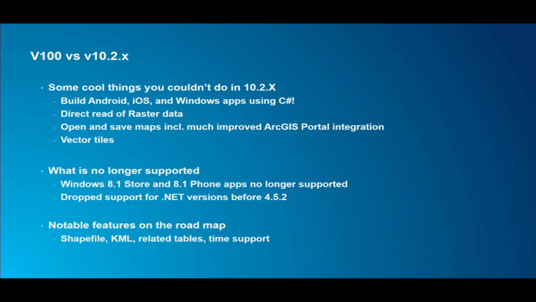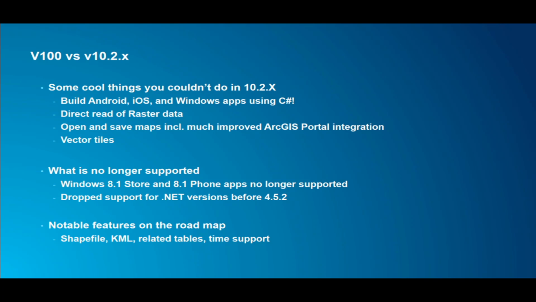So let's take a look at migrating from 10.2x to 100 then. There's some really cool things in the 100 version that you couldn't do in 10.2x. So we talked about some of the re-engineering effort that went on to really enhance the internals of the ArcGIS Runtime core, but we also brought out some new functionality in the 100 release as well. One of those things was that cross-platform support with Xamarin, so building for Android, iOS, and Windows using C#.